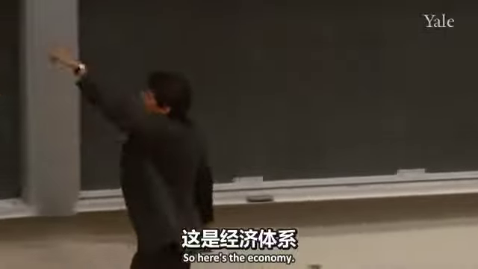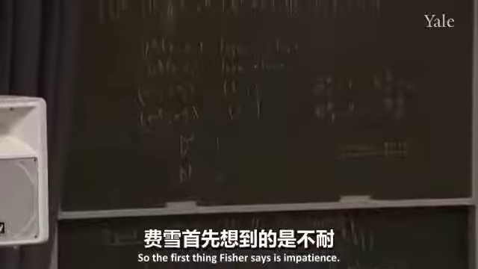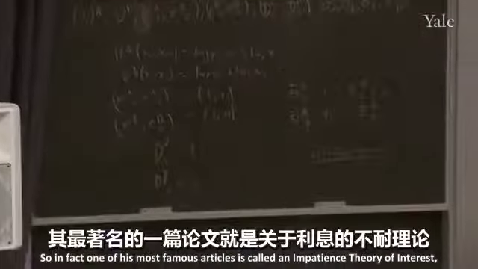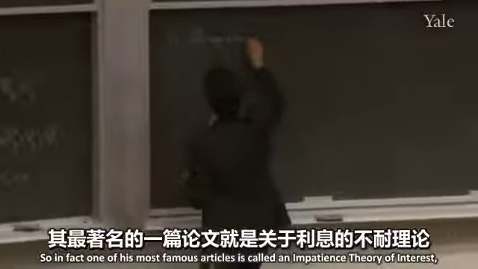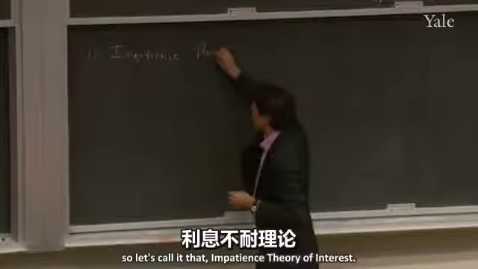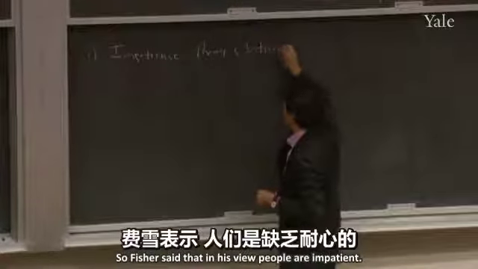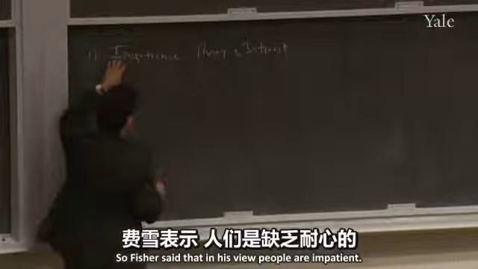So here's the economy. What would change the real rate of interest? The first thing Fisher says is impatience. In fact, one of his most famous articles is called An Impatience Theory of Interest. So let's call it that: Impatience Theory of Interest. Fisher said that, in his view, people are impatient.